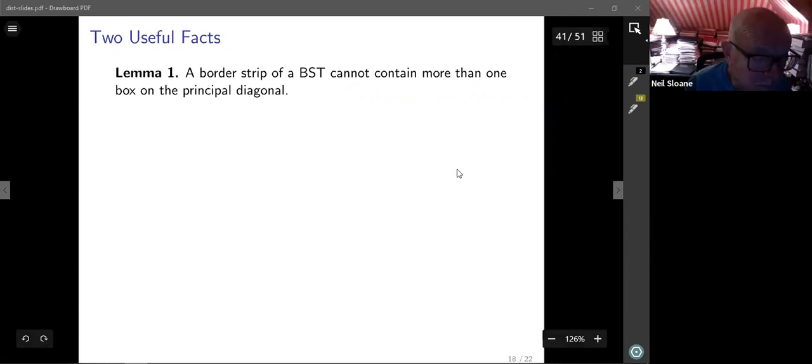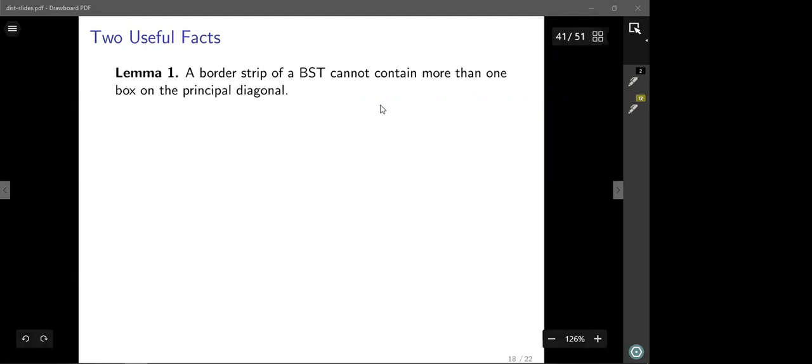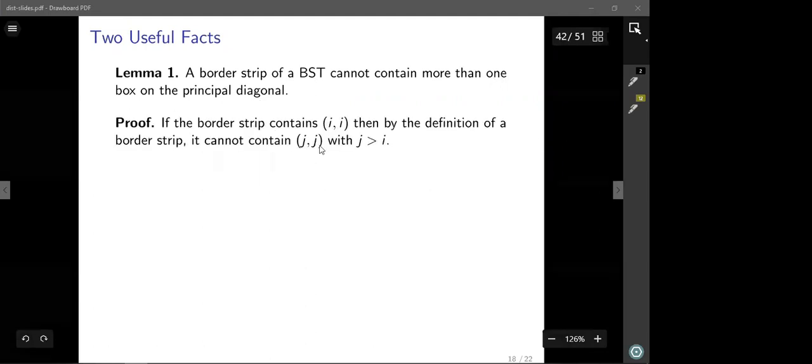One important lemma to know is that a border strip in a border strip tableau cannot contain more than one box on the principal diagonal. Why is that? Well, suppose the border strip contains (i, i), the box in row i and column i. Then just think about the definition of a border strip. This is in some row of the border strip, so just visualize that.